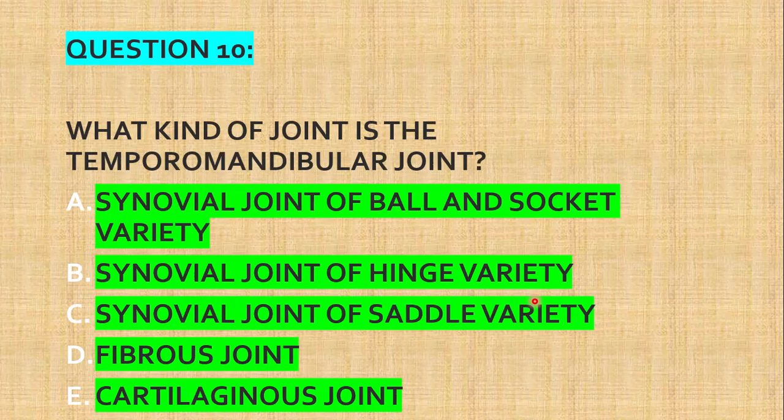Question 10. What kind of joint is the temporomandibular joint? Very much important. So the temporomandibular joint is a synovial joint of the hinge variety. Option B is the answer. It possesses articular surfaces that are separated by a fibrous intra-articular disc. The answer is option B, synovial joint of hinge variety.